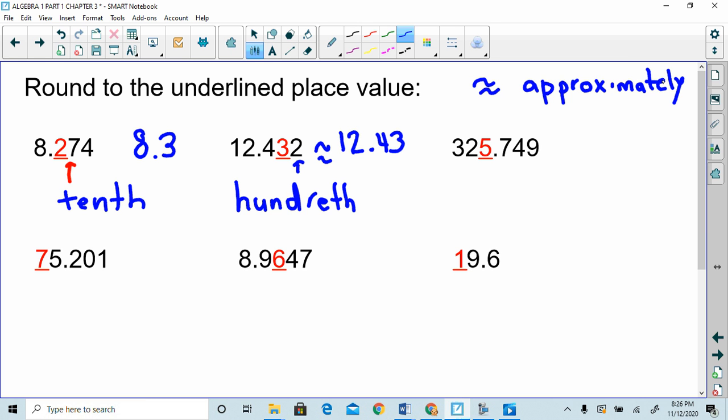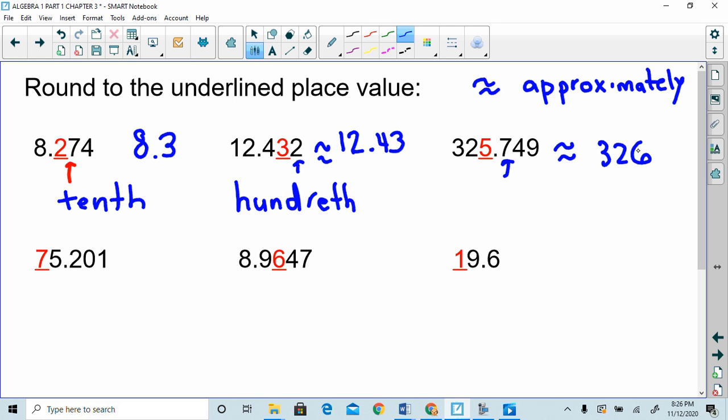In my next one, this is now round to the ones or the nearest whole number. So again, you look to the right and I see a 7, which is greater than 5. So I'm going to round up. So this is approximately equal to 326. No decimals there.